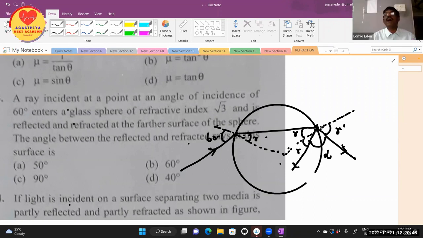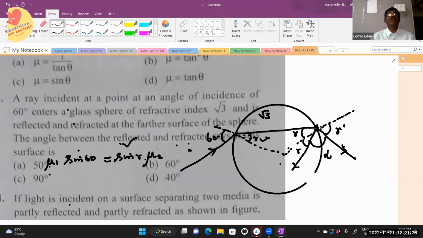First, let us calculate the R value here. How to calculate the R value? Let us use Snell's law. The refractive index of the glass is √3. sin 60. What is on this side? Air is there. Its value is μ1. That is equal to, inside the glass, sin R, μ2. You have to find out R. μ1 is 1.